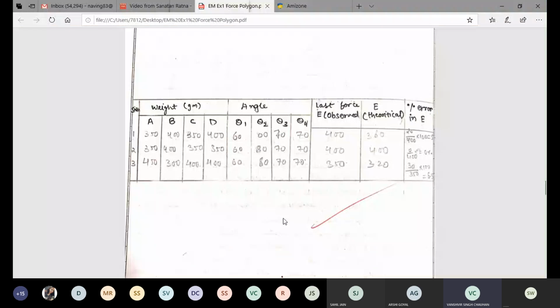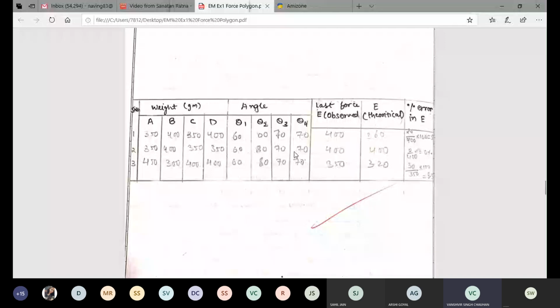Here the angles are the same. They have not changed the angles. You can also change the angles here. For all three readings, the angles are the same. You can do it by unscrewing the screw and changing the angles. Angles can be 50, 100, or some others.